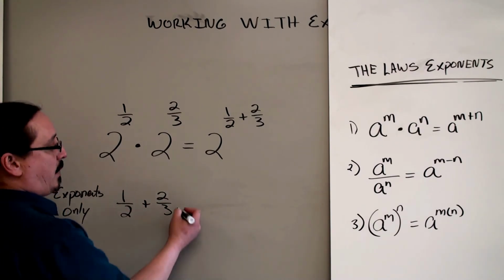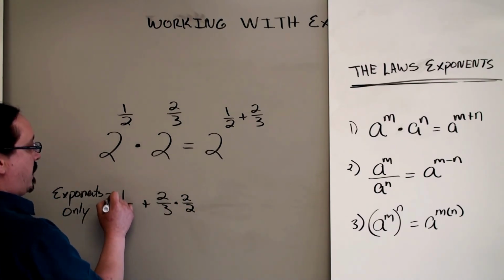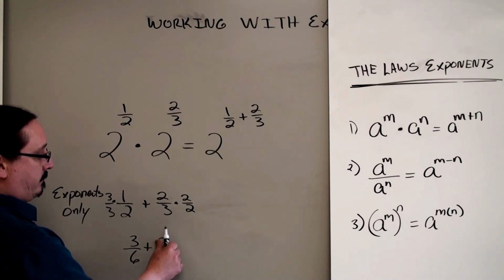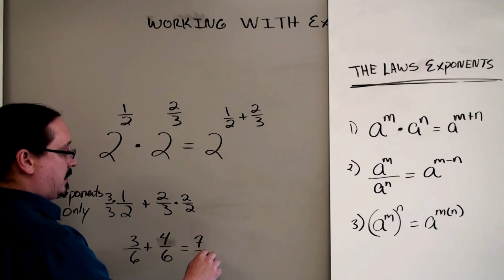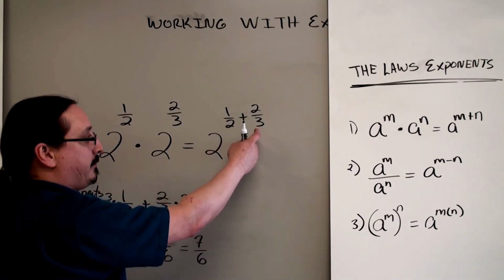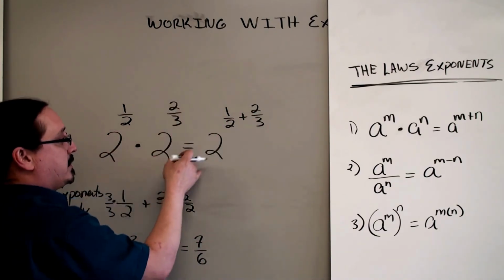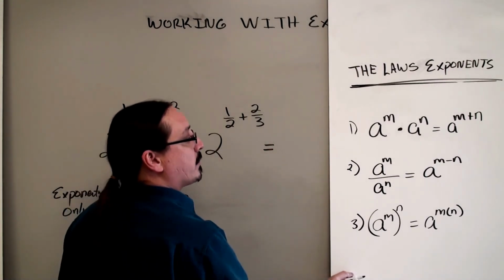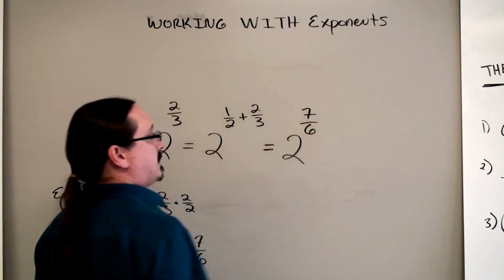6 is my common denominator, so I need to multiply this by 2 over 2. I need to multiply this by 3 over 3 and get 3/6 plus 4/6 is equal to 7/6. Therefore, 2 to the 1/2 times 2 to the 2/3 is equal to, just move this over just a bit, 2 to the 7/6.